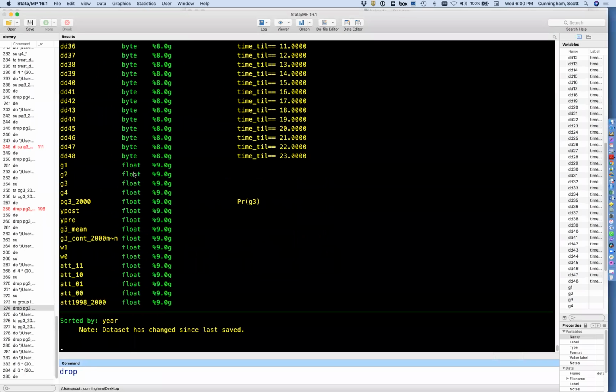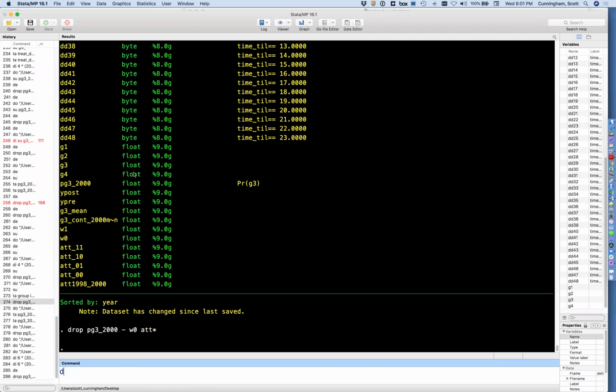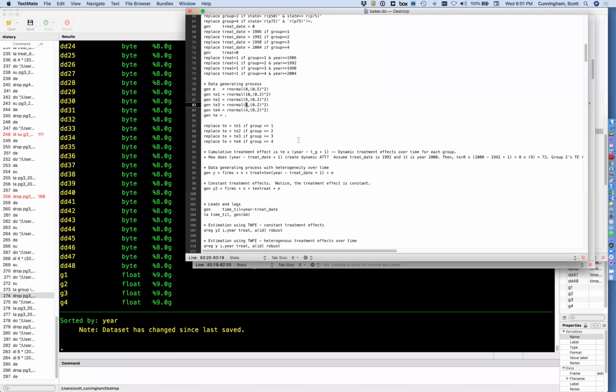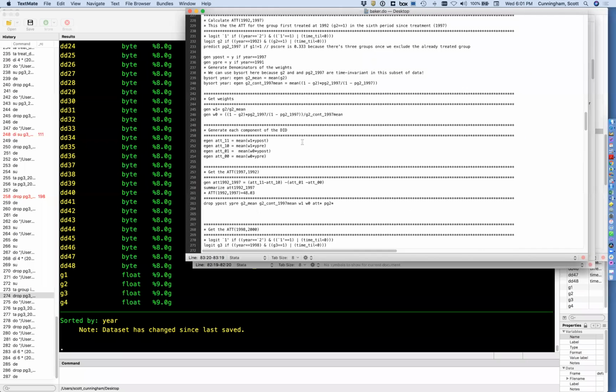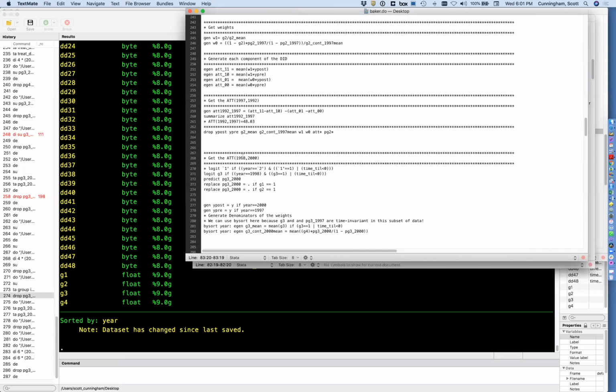Okay, so let me drop PG3, 2000, ATT. So I'm going to drop those. All right, so let's go down here. Where is it? Here. So here's the form, right? Logit the outcome of the year of the treatment and it being in the group or it being in the control.